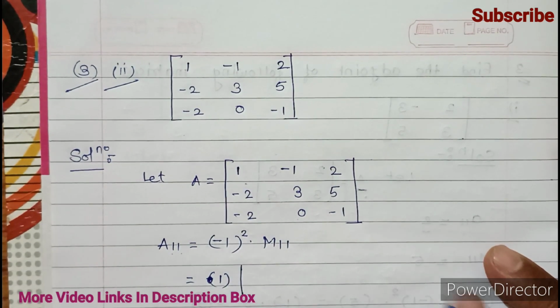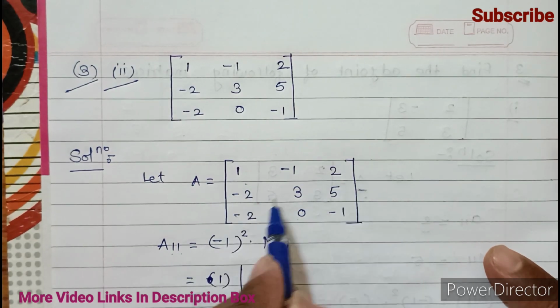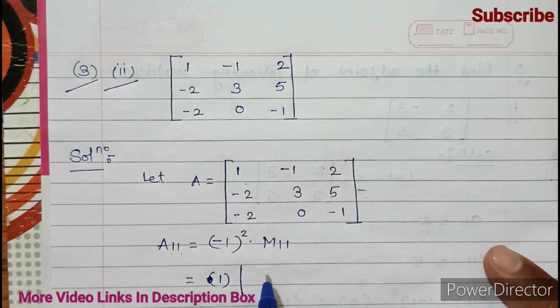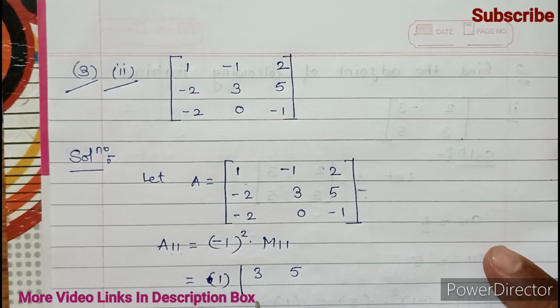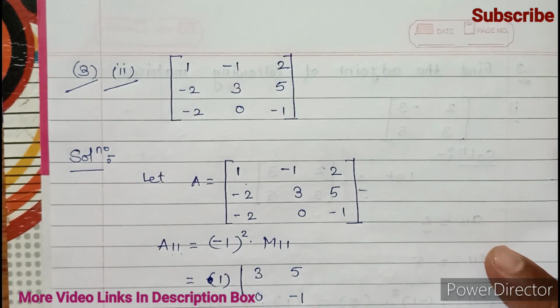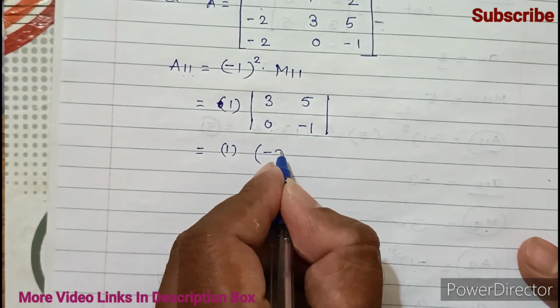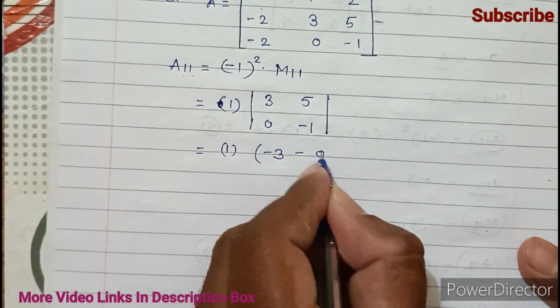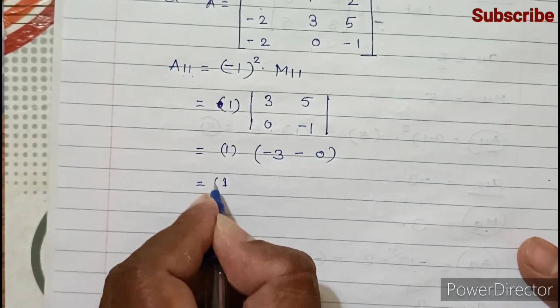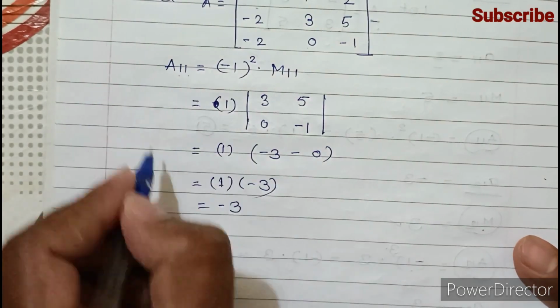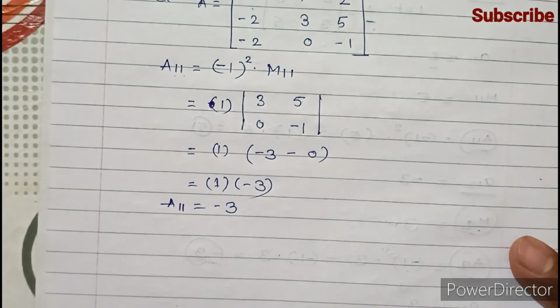M11 equals, with first row and first column dropped out, 3, 5, 0, minus 1. The value equals 1 into, 3 into minus 1 minus 5 into 0, that is 0, which equals 1 into minus 3, that is minus 3. The value of A11 we get is minus 3.